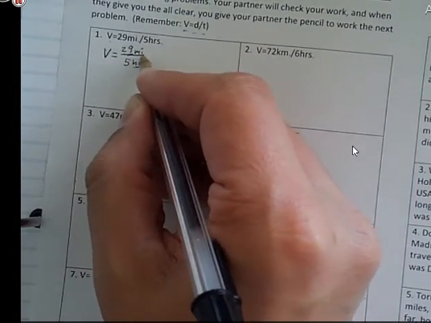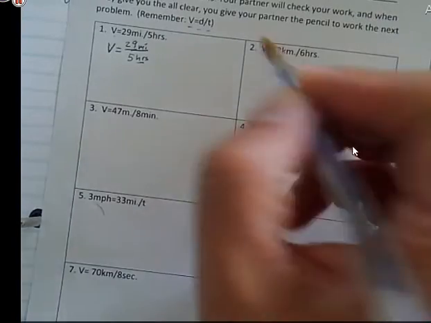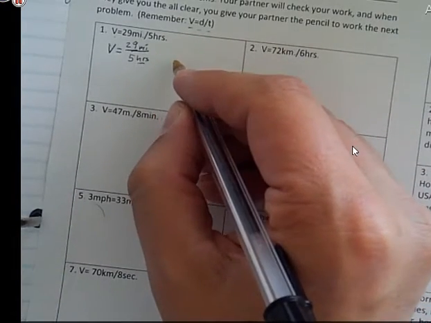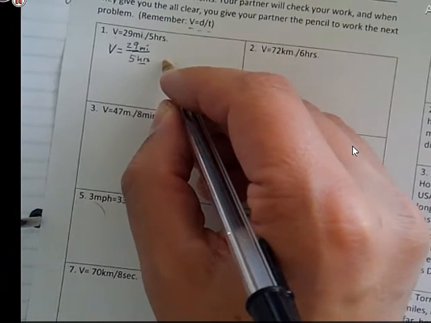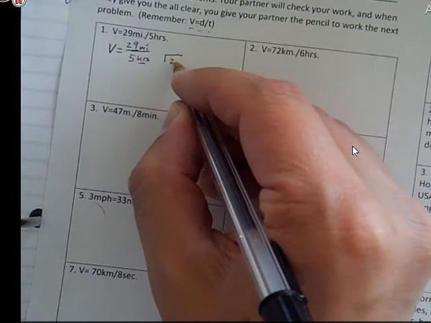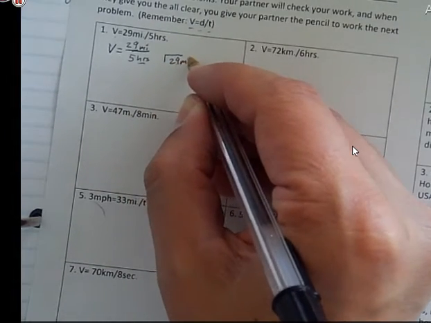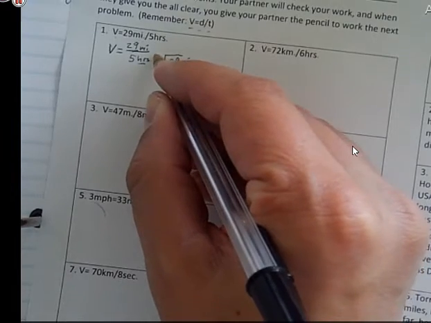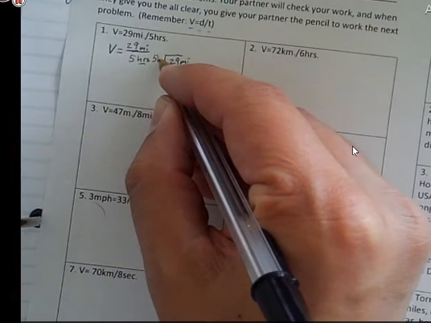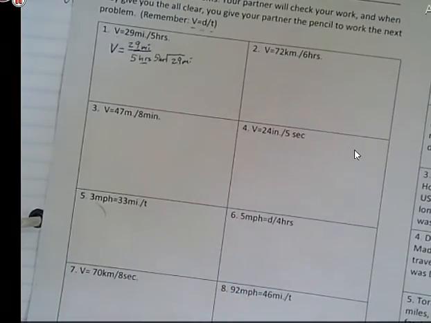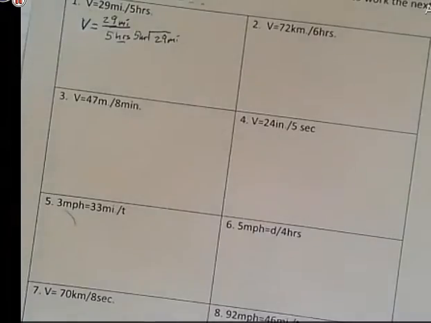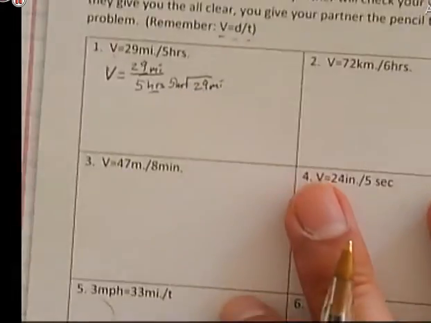Okay, so now that it's in this format, I can throw my distance in the doghouse. Remember, D, distance, doghouse. My distance is 29 miles. My time is 5 hours. Let's zoom that in a little bit because I could understand why that might be hard to see.